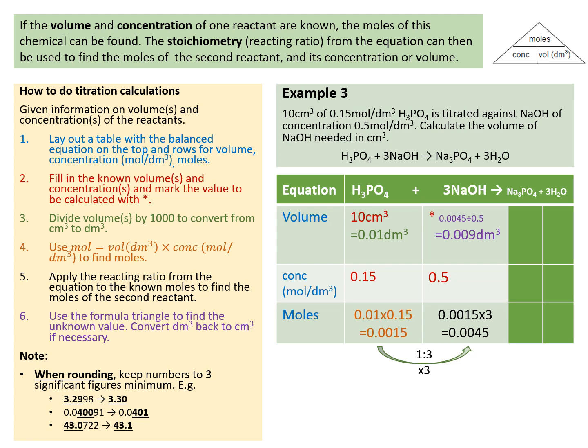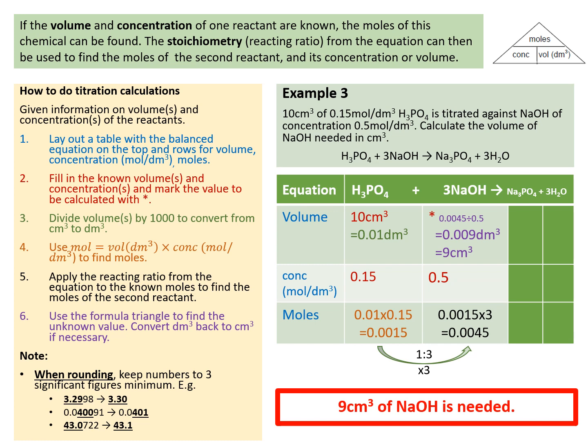0.009 decimeters cubed. And note here, because we are using this formula triangle, we are getting the volume initially in decimeters cubed. Now the question asks us what is needed in centimeters cubed. So we have to do a reverse conversion, timesing our number of decimeters cubed by 1,000 converted into centimeters cubed. So that will give us 9 centimeters cubed. So our final answer is to say that 9 centimeters cubed of sodium hydroxide of the given concentration is going to be needed.